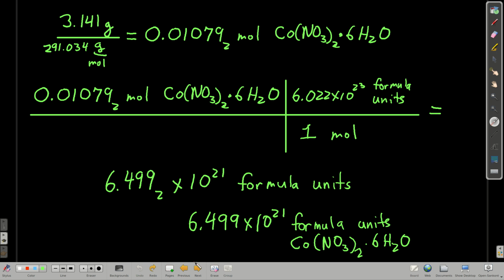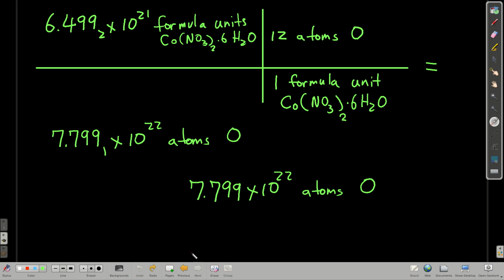All right, so that's the first question. Now, to get at the atoms of oxygen, all we do is take how many formula units we have, multiply it by 12 atoms of oxygen per every one formula unit, and that tells us how many atoms of oxygen we have in 3.141 grams of cobalt-2 nitrate hexahydrate.